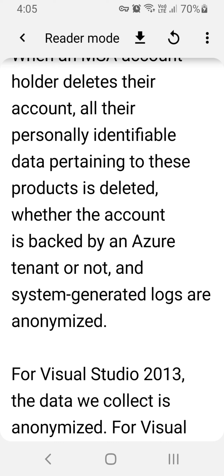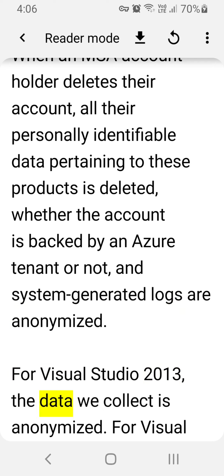Users that have registered a Visual Studio Family product by using an account that is backed by an Azure tenant, for example, an AAD account or MSA account associated with an Azure subscription, can follow the instructions in Azure data subject requests for the GDPR. Users that have registered a Visual Studio Family product without an account that is backed by an Azure tenant, for example, many accounts using a Microsoft account (MSA), can use the web-based Microsoft Privacy Response Center available through their Microsoft account to view, control, and delete activity data tied to their Microsoft account across multiple Microsoft services. In this scenario, the user is a controller for their own personal data. Note: when an MSA account holder deletes their account, all their personally identifiable data pertaining to these products is deleted, whether the account is backed by an Azure tenant or not, and system-generated logs are anonymized.